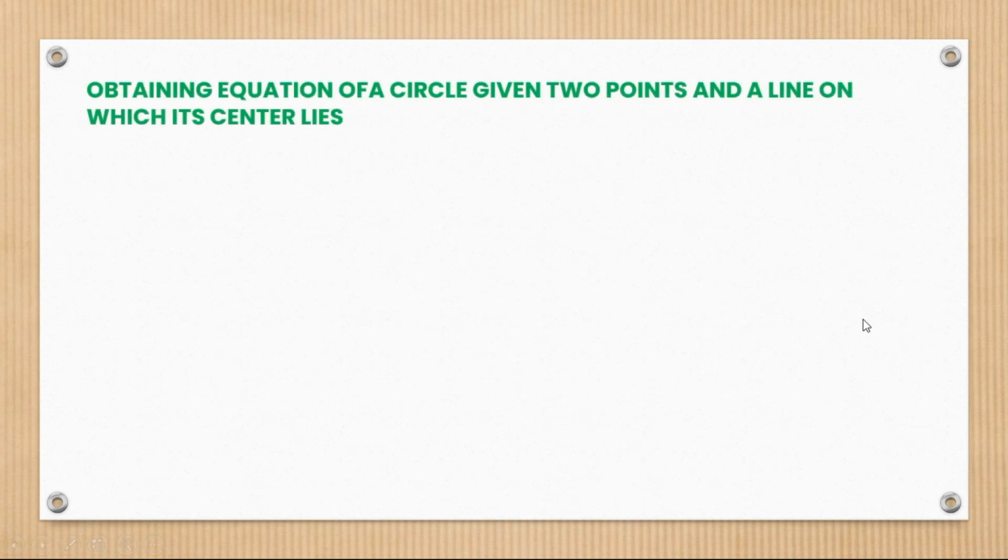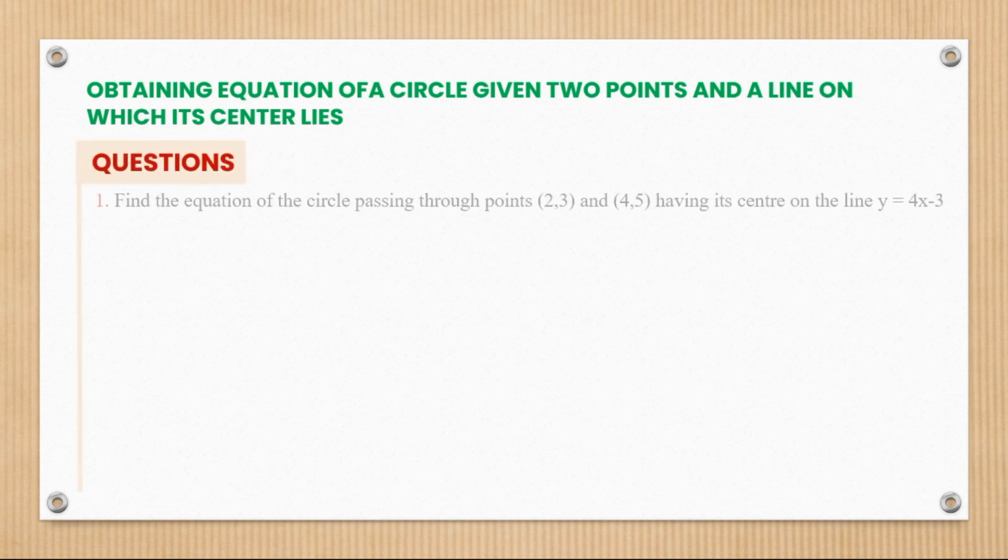Alright, so next we look at obtaining the equation of a circle given 2 points and a line on which its center lies. So now, this is a unique question. I've been told to find the equation of the circle passing through the points (2, 3) and (4, 5), having its center on the line y equals 4x minus 3. So the reason this is unique is because we've already been told that the center is lying on a certain line y equals 4x minus 3, and the circle is passing through 2 points.